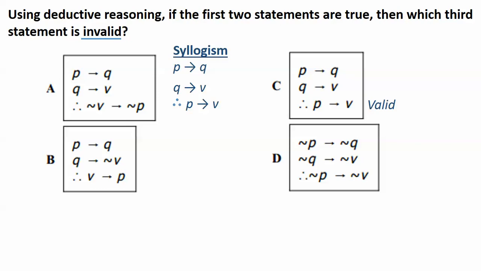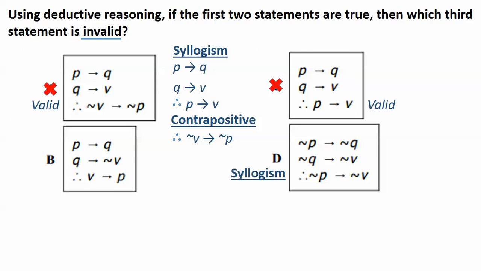Let's look a little deeper. I see that A is really close, but at the very end they switch it up. So let's try our contrapositive. If P, then Q. If Q, then V. And using our contrapositive, we know if P, then V is true. Therefore, not V, then not P must be true. That makes this option, A, valid as well. And that's just not going to match up.